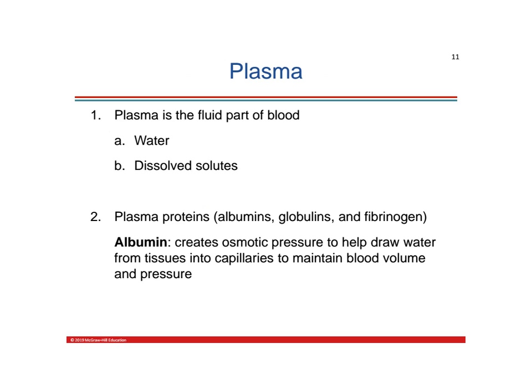As I mentioned previously, the plasma, which is that yellowish fluid, contains water and dissolved solutes. Let's talk a little bit about the various solutes in the blood plasma. There are many proteins, as I mentioned earlier, and those proteins are albumins, globulins, and fibrinogen. Albumin is a type of protein that creates osmotic pressure to help draw water from tissues into capillaries to maintain blood volume and pressure. As I mentioned earlier, the capillaries are very leaky in some parts of the body.